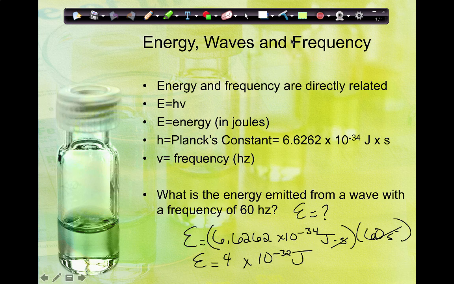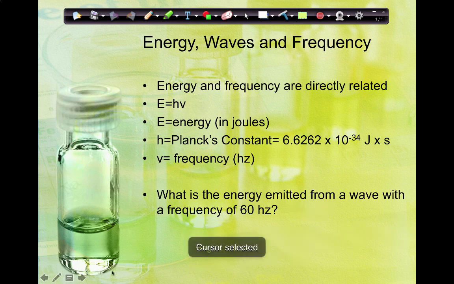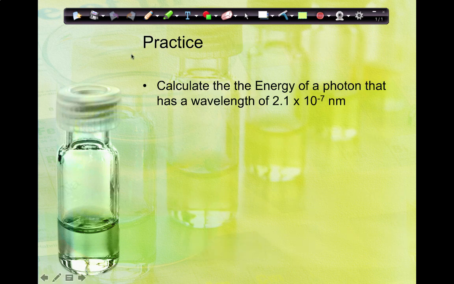All right, so let's look at something else. Calculate the energy of a photon that has a wavelength of 2.1 times 10 to the negative 7th nanometers. Okay, so a photon is just a light particle. Remember, light can actually behave as a particle, it can also behave as a wave. So our wavelength is equal to this. And this is in nanometers.